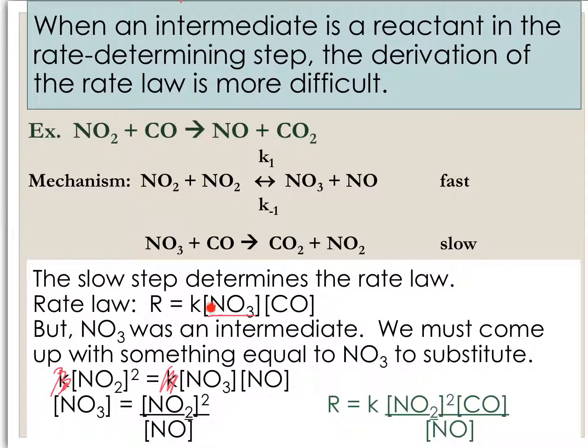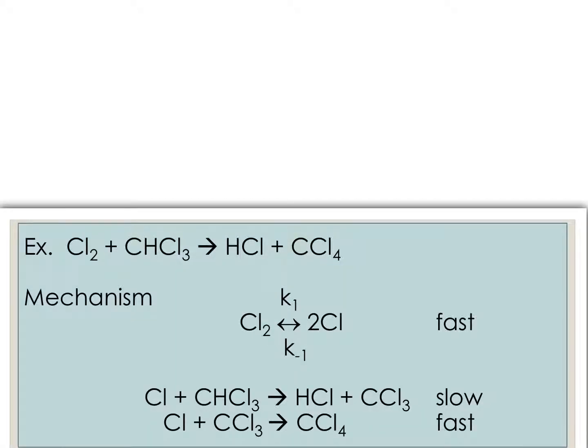So instead of having this as my rate law, I replace it using another step of the same mechanism. So if I look at the previous step, even though this is a fast step, I can find something that would be equal in concentration to this NO3. So NO2 squared equals NO3 times NO. And then I just manipulate it to get NO3 by itself. NO3 equals NO2 squared over NO. Then I can plug this in for NO3. So let's practice one that requires this substitution.